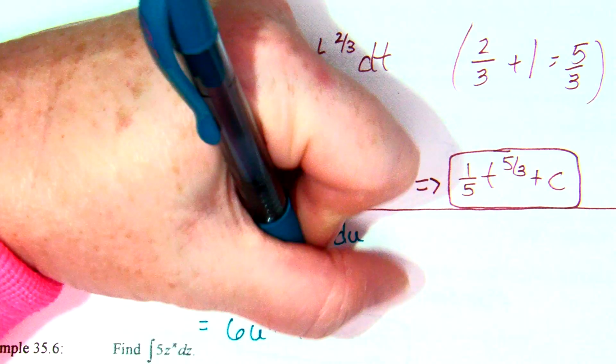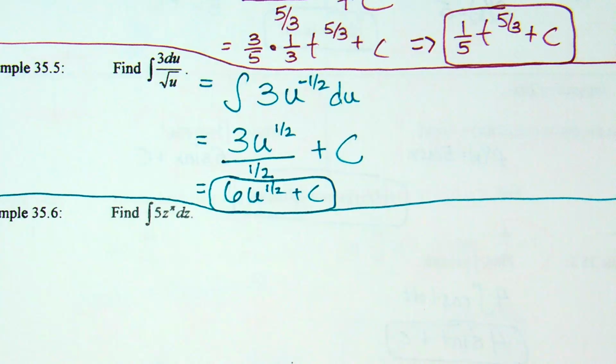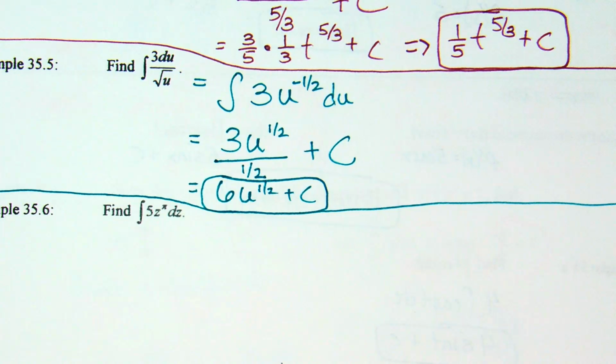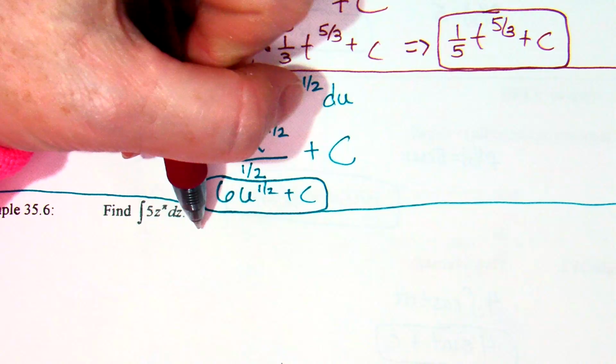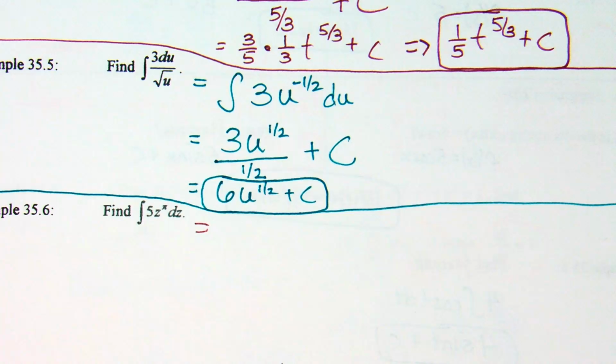And last one. First of all, that does say the integral of 5z to the pi dz. That is a pi. Pi can be a power. It's a number. Okay. Follow the rule as we've been doing it. So what's the first step? Add 1 to the power.